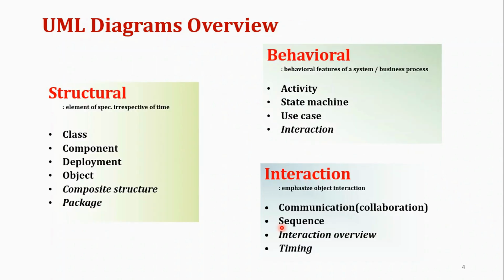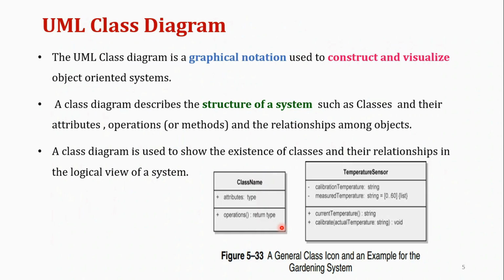These are all the various types of UML diagram, and in that we started discussing the use case diagram in the last session. Now we are getting into the UML class diagram. The UML class diagram is a graphical, visual notation used to construct and visualize object-oriented programming and systems. The class diagram describes the structure of the software system, like class name, attributes, and functions. This is the simple syntax for drawing the UML class diagram.